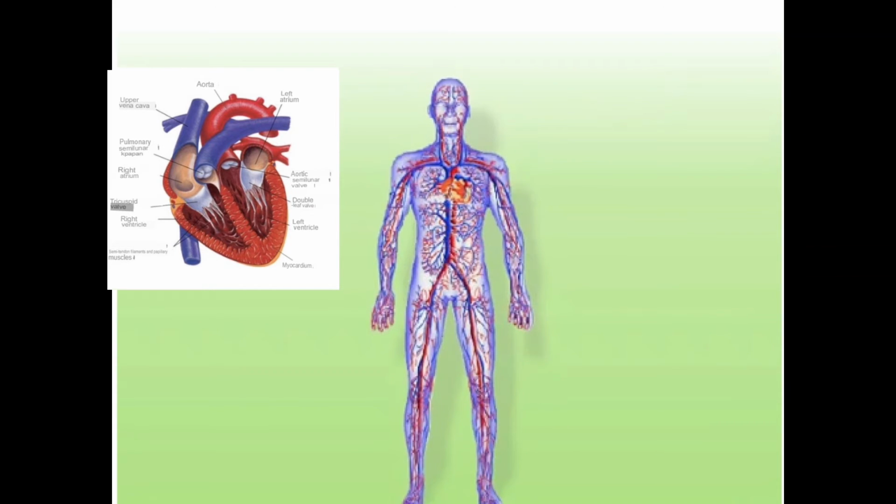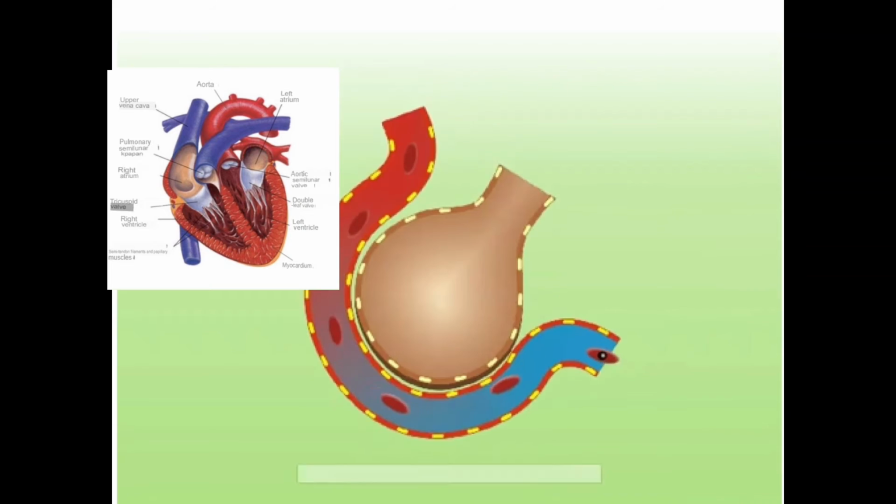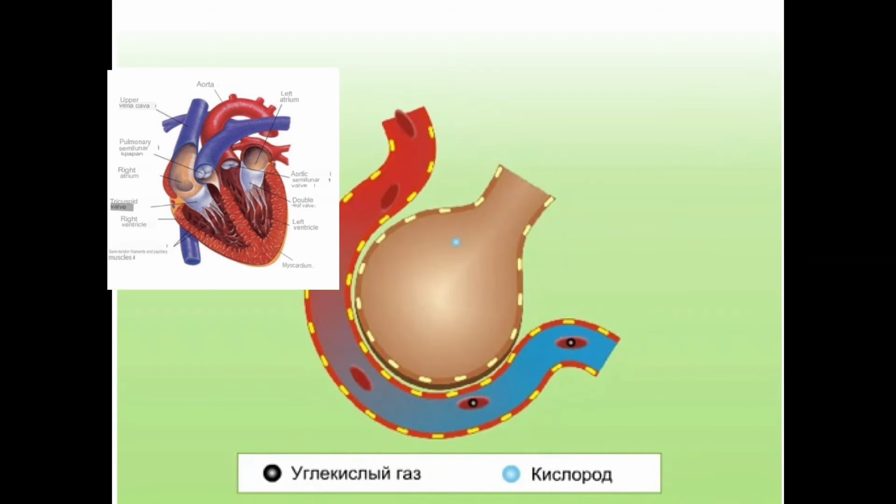In the pulmonary vesicles, the alveoli, gas exchange occurs. Carbon dioxide contained in the capillaries goes into the alveolar air and oxygen enters the blood. Here, combining with hemoglobin, it forms oxyhemoglobin. The blood turns into arterial blood and returns to the left atrium through the pulmonary veins, completing the pulmonary circulation.